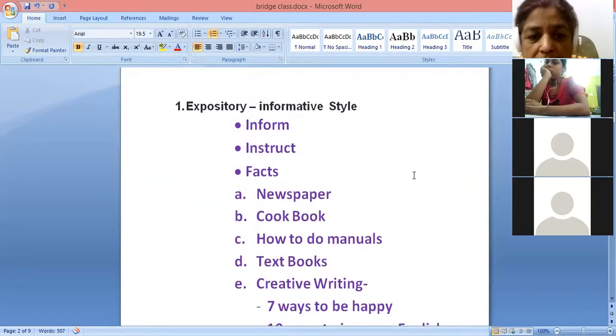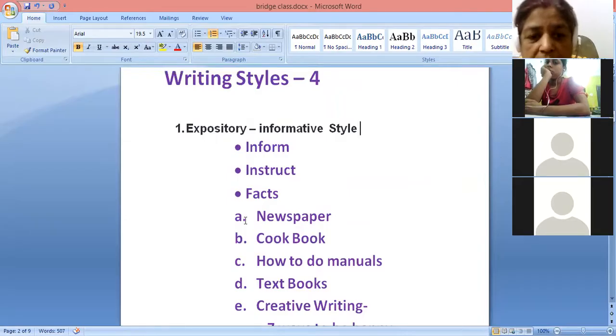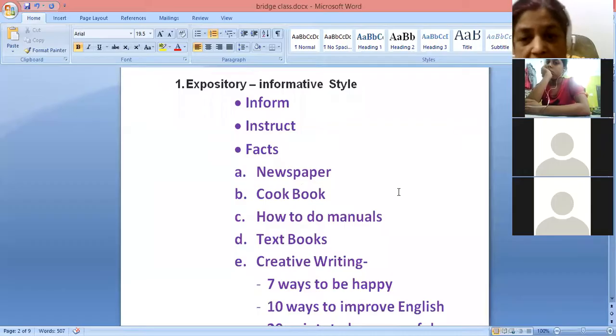There are a lot of categories. When you read a news report, that is informative style, because the news only instructs you, tells you what happened, where and where it happened. They will not investigate, they will not try to convince you that yes, you believe this. They just give you a piece of information.